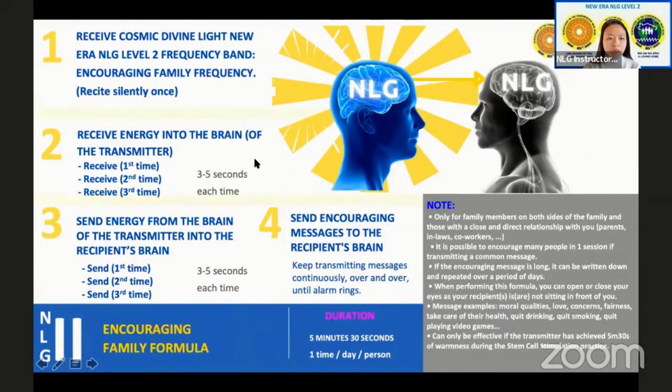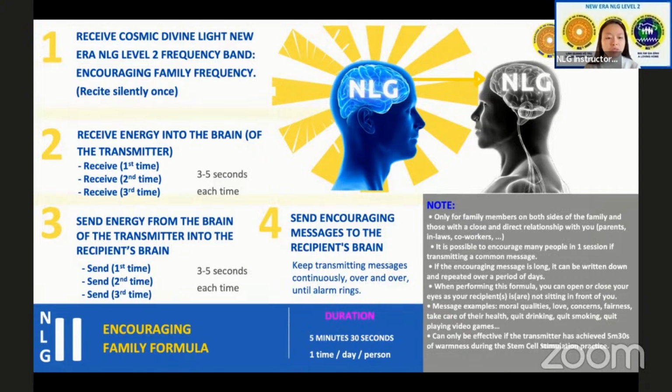Okay. Now this is an interesting one. This is the encouraging family formula. So let's go through this first, and I'll give you some tips on how to effectively practice this. Step 1, receive cosmic divine light, new era energy, level 2 frequency band, encouraging family frequency. Step 2, receive energy into the brain of the transmitter. Receive first time, receive second time, receive third time. 3 to 5 seconds of delay in between each time.